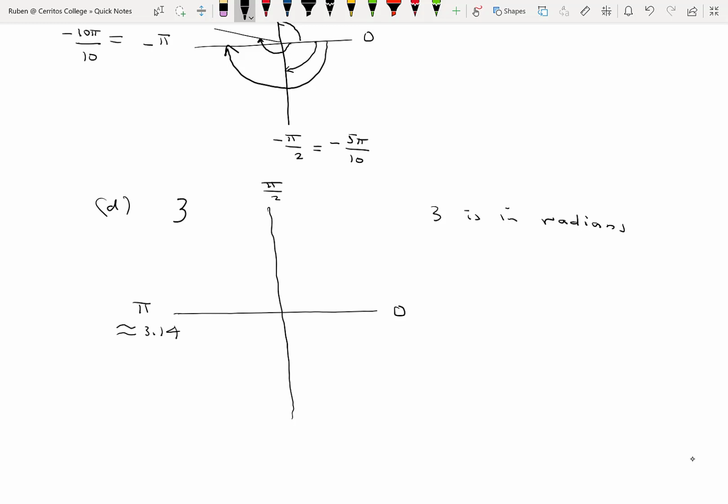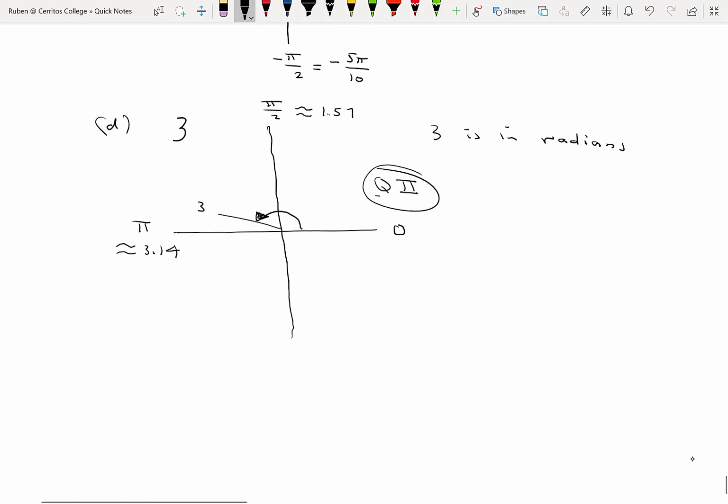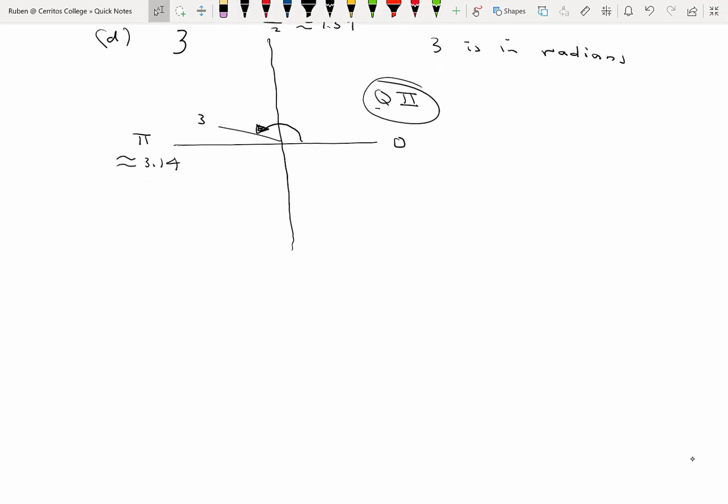Pi over 2 then is approximately half of 3.14, which is 1.57. So 3 has to be somewhere between 1.57 and 3.14. So 3 needs to be a quadrant 2 angle. A quadrant 2 angle. Okay. You might need to think about that off camera a little bit.